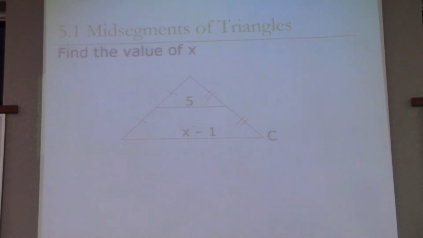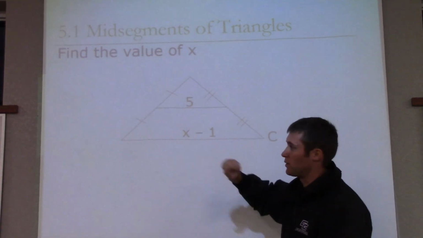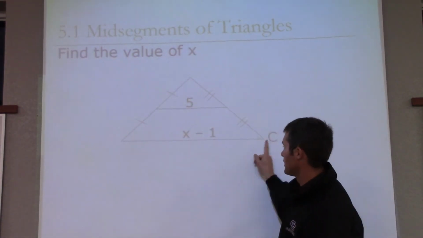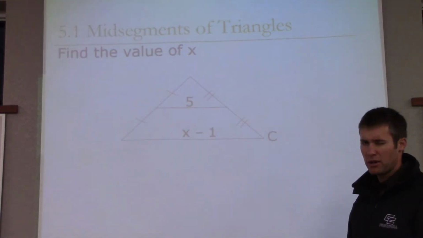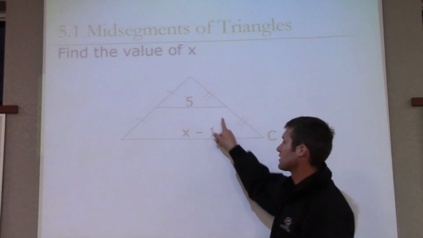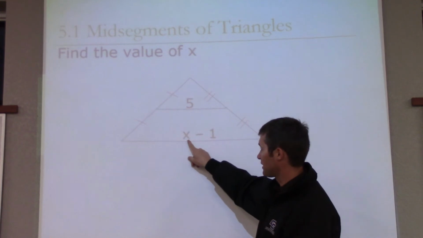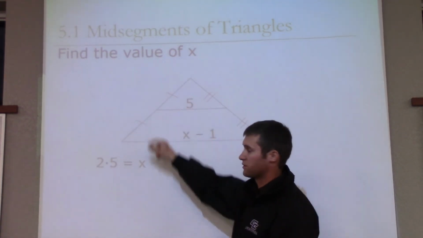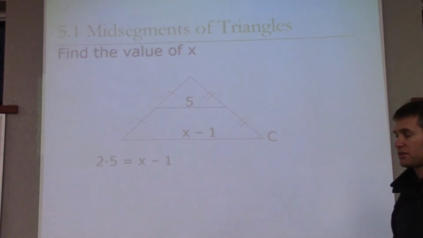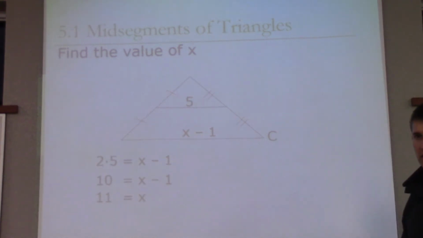Then we go to working with variables. So we come here, find the value of x. Again, we have a mid-segment. This line and this line are mid-segments of one another. So these two lines are parallel to one another. So now we know that this length is 2 times whatever that is. So this length right here, x minus 1, is 2 times whatever that length is. 2 times 5 is 10. So now we simplify, add 1, and x equals 11.